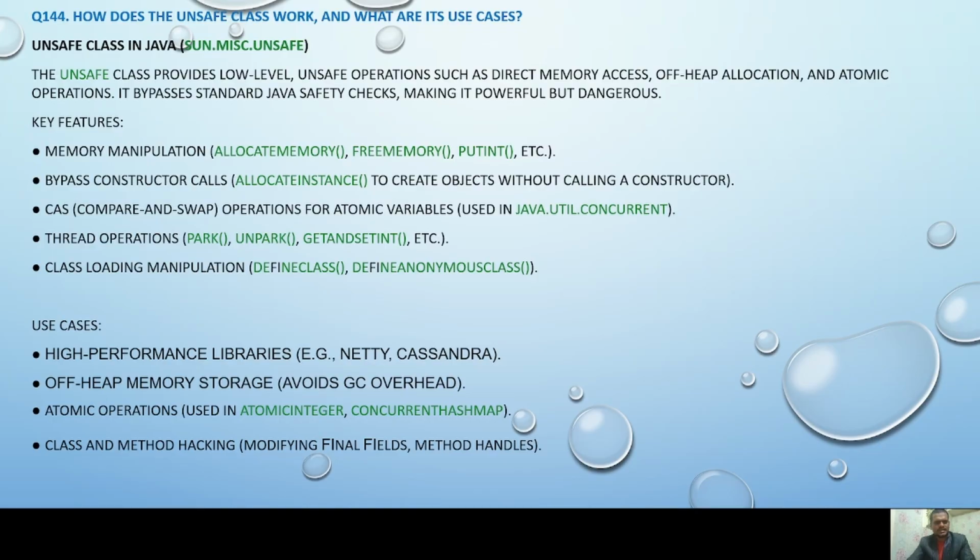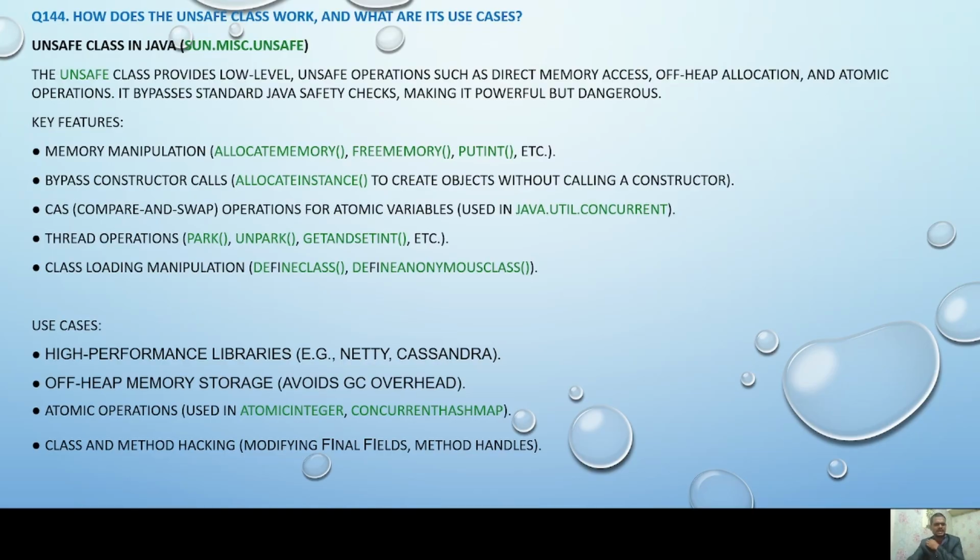Cache, compare and swap operations for atomic variables used in java.util.concurrent. Thread operations: park, unpark, get and set int, etc. Class loading manipulation: define class, define anonymous class. Then use cases.